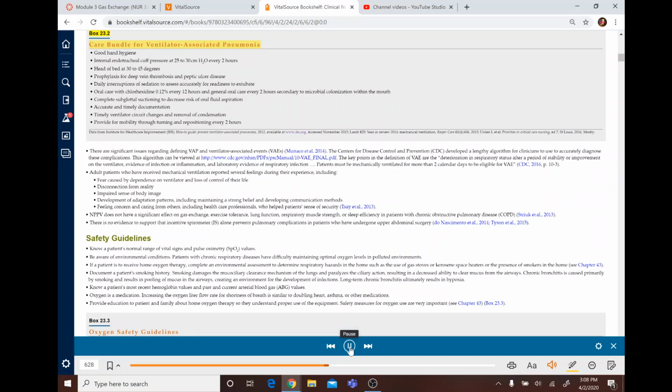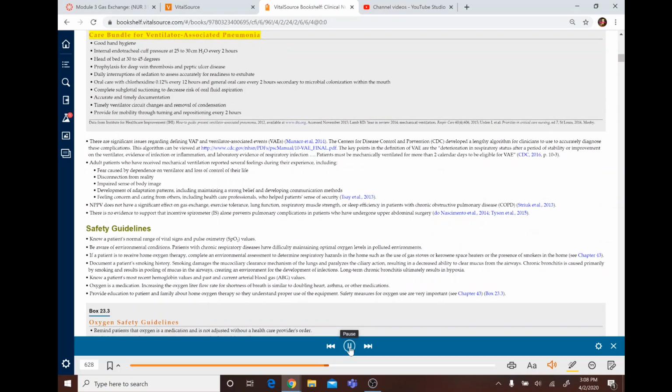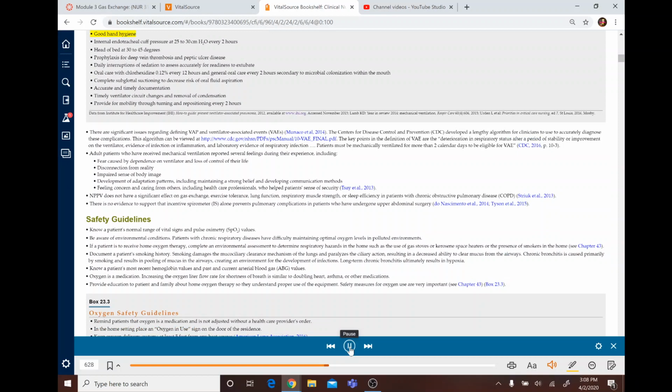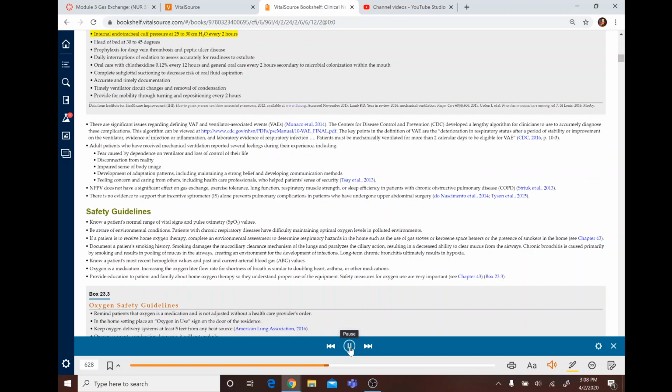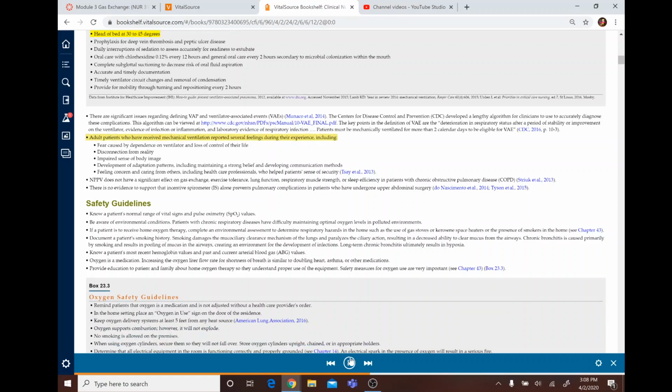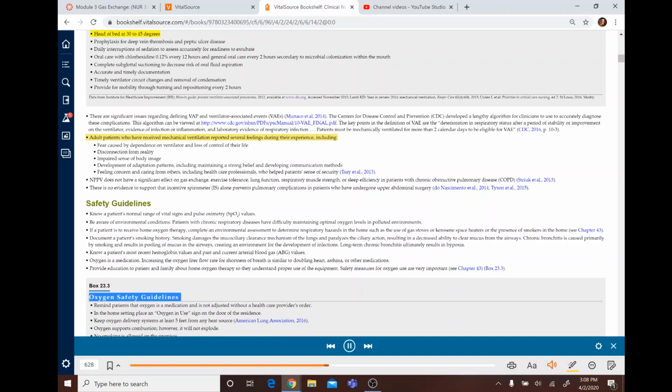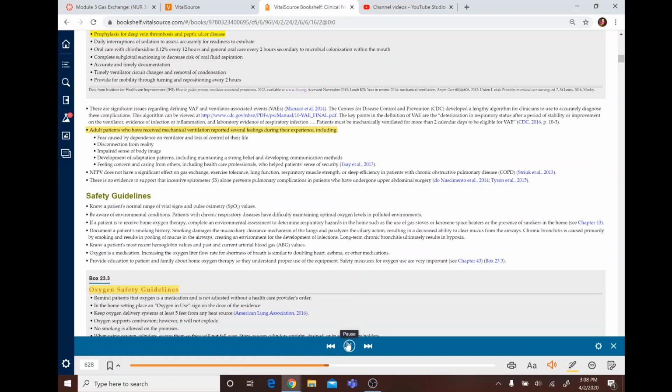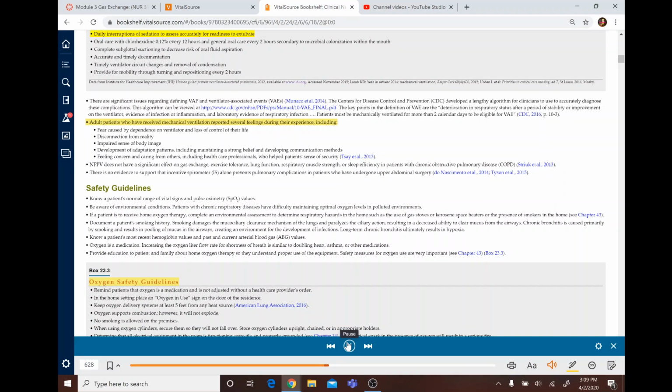Box 23.2. Care bundle for ventilator-associated pneumonia. Good hand hygiene. Internal endotracheal cuff pressure at 25 to 30 centimeters H2O every 2 hours. Head of bed at 30 to 45 degrees. Prophylaxis for deep vein thrombosis and peptic ulcer disease. Daily interruptions of sedation to assess accurately for readiness to extubate.